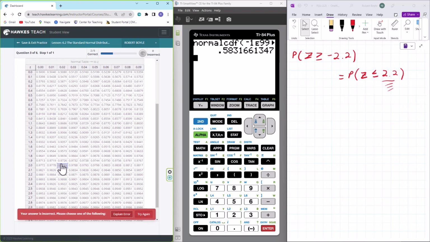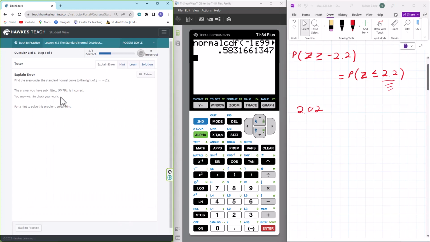What is this value right here? That value is 2.02. That was wrong. What we're looking for is 2.20, which should be this value right there. Now, since I made this mistake, I can go ahead and see what they wanted to tell me about it. And they said, well, my answer's wrong. Cool. Thanks for the heads up.